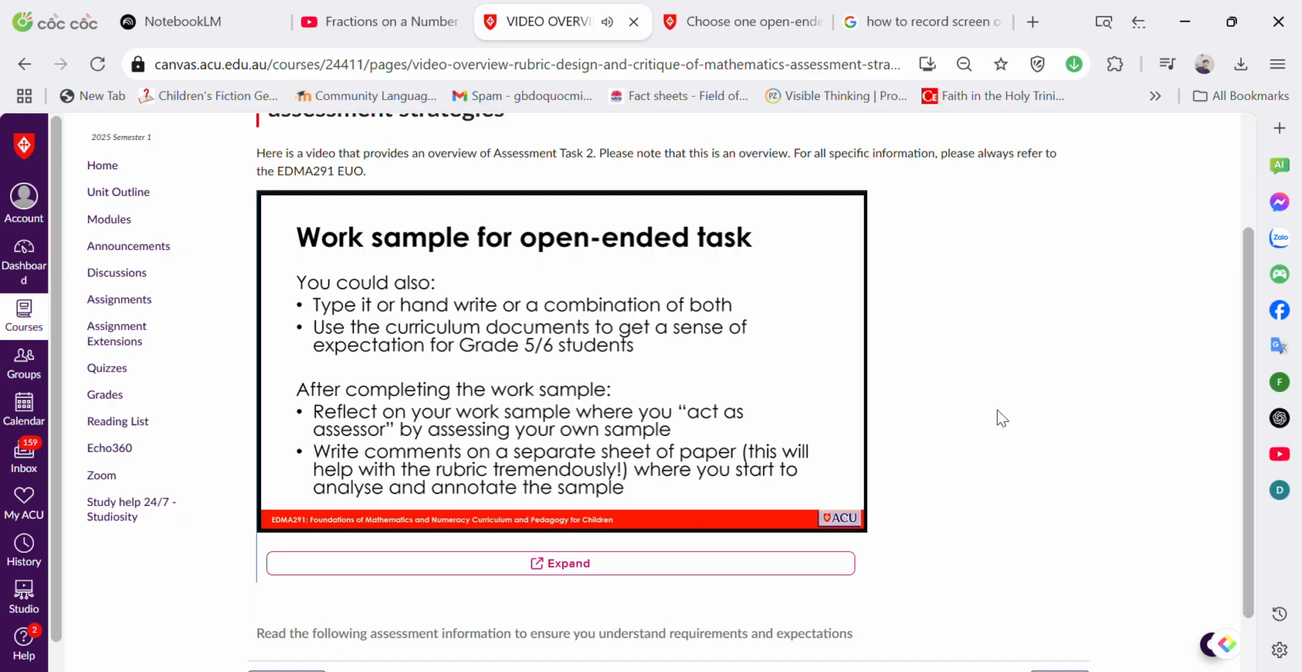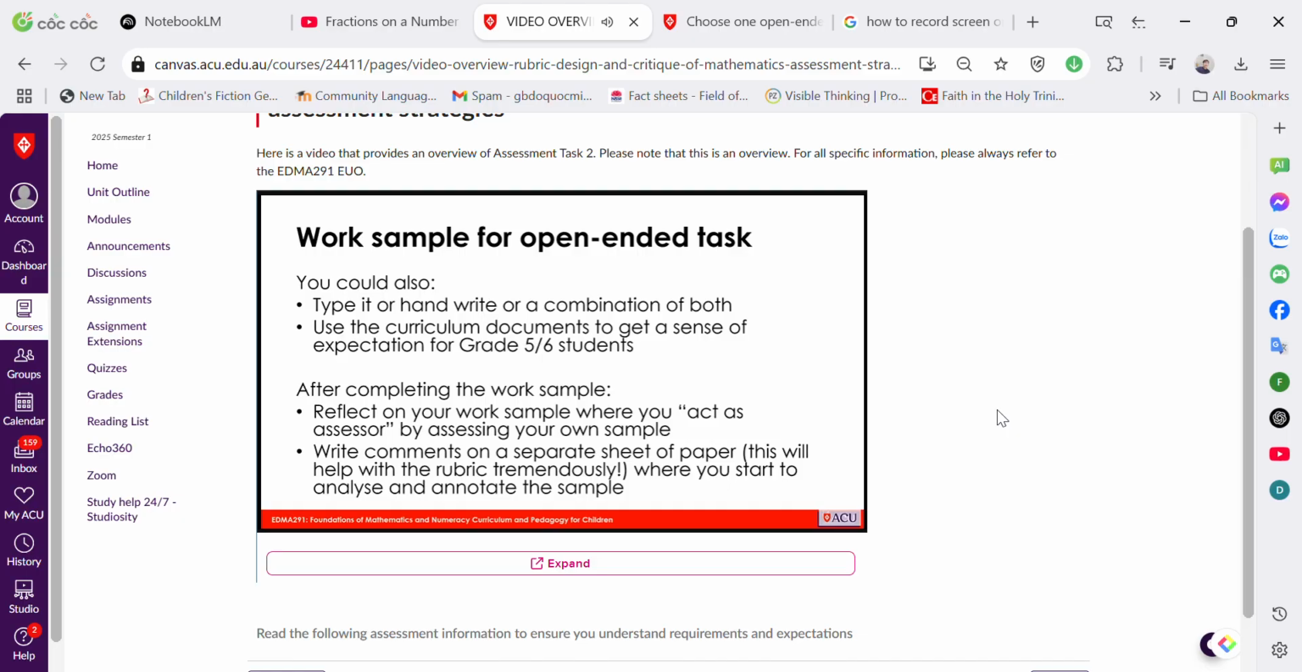Once you've done your work sample that is task accomplished or goes beyond, you and your partner might discuss with each other and say, how do we know that this would be task accomplished? What are the expectations? How do we know that this is a high quality response that a grade 5-6 student might create in relation to the open-ended task? You can then write your comments on a separate piece of paper or type them up so that you start to get a sense of what might be included in the rubric that you develop for the open-ended task. They would be really helpful in making that start with that particular rubric aspect of this particular assessment task in ED Mode 291.